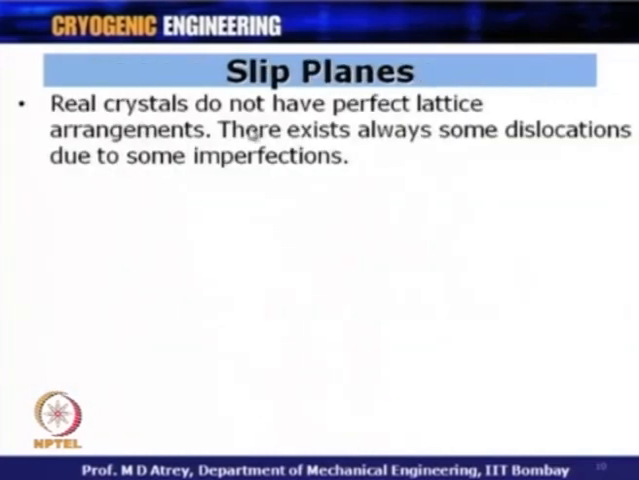The real crystals do not have perfect lattice arrangement. The real crystal will have some kind of defects and dislocations, and there always exist some dislocations like edge dislocations, screw dislocations, and some imperfections, like an additional atom called interstitial atom. We can have some atom absent, which is called a vacancy, etc. And all the movement of these dislocations decides the properties of this material.